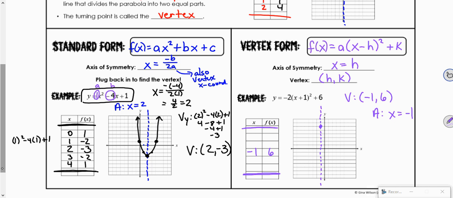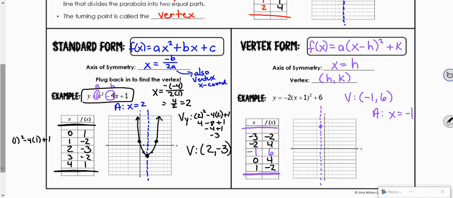Okay. Now, I need to fill in the table with some more values. So I need to go up from there, 0, 1, and I need to go down from there, negative 2, negative 3. And then you're literally just plugging them in. So if I plug in a negative 3, negative 3 plus 1 is negative 2 squared is 4, times negative 2 is negative 8, plus 6 minus 2. If I plug in a negative 2, I'll spare you the math, that's a 4.